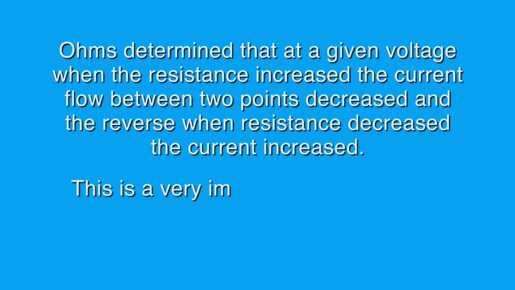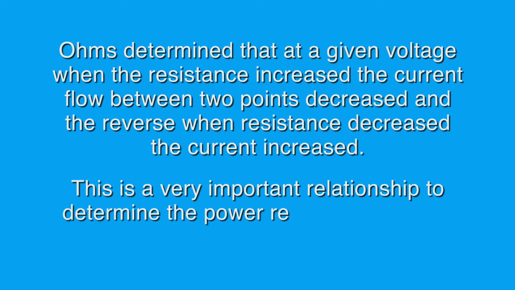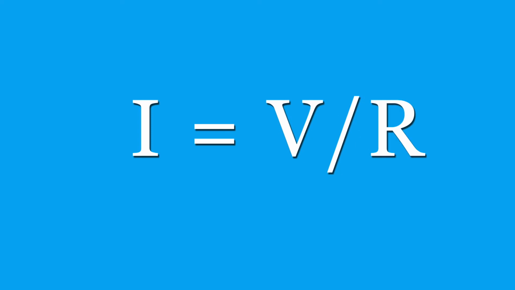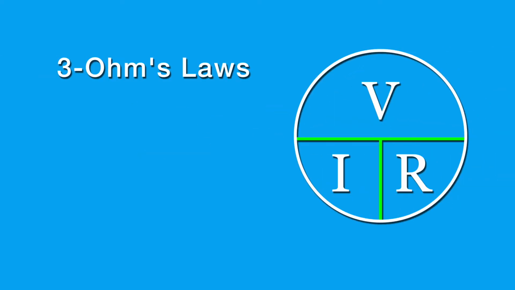This is a very important relationship to determine the power required at a given voltage across a conductor, or resistance, between 2 points. Ohm determined by dividing voltage, V, by units of resistance, R, V over R equaled amps. The result equaled the amps, I, and the current flowing in the conductor. Hence, I equals V divided by R. From this formula, if two of the three factors are known, the remaining one can be determined.